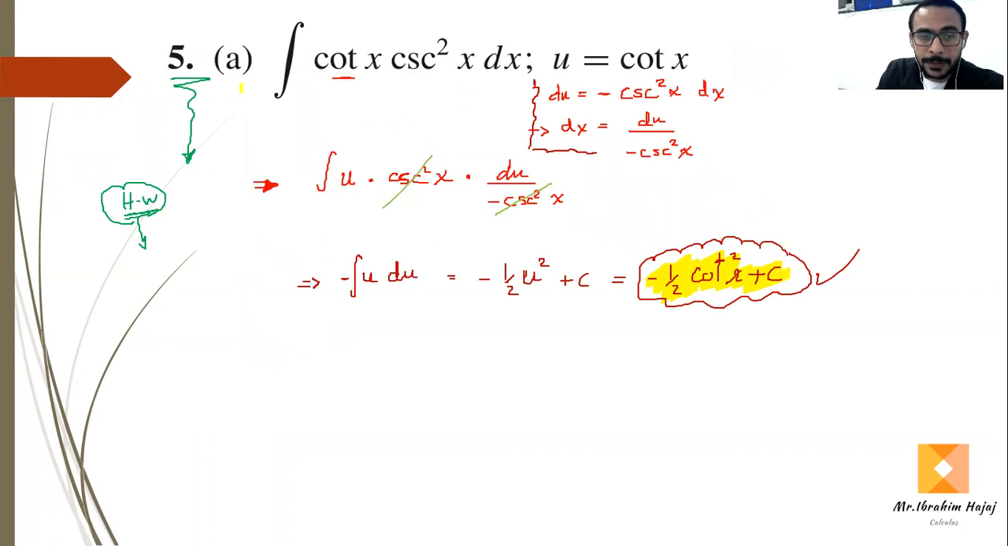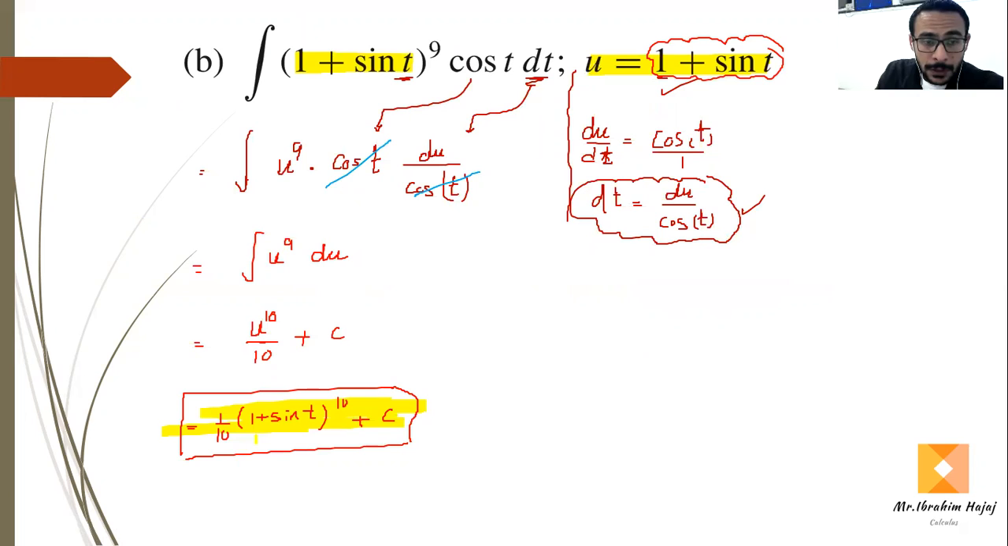Question 5b, then homework. Question 5a is here. Take a screenshot. Have u here and dx, and then the answer is negative half cotan squared x. Check your answer. And the answer of 5b is 1 over 10 times 1 plus sine t to the power of 10 plus c.